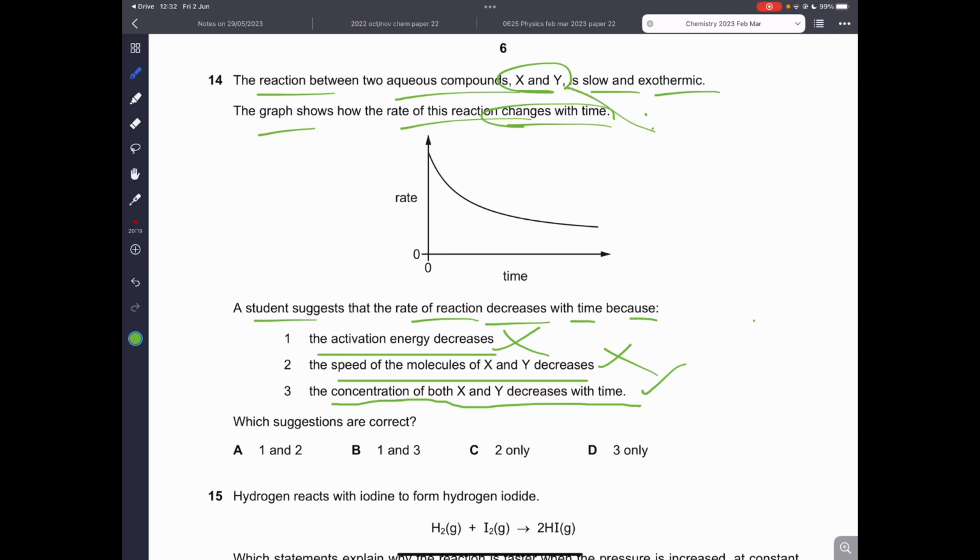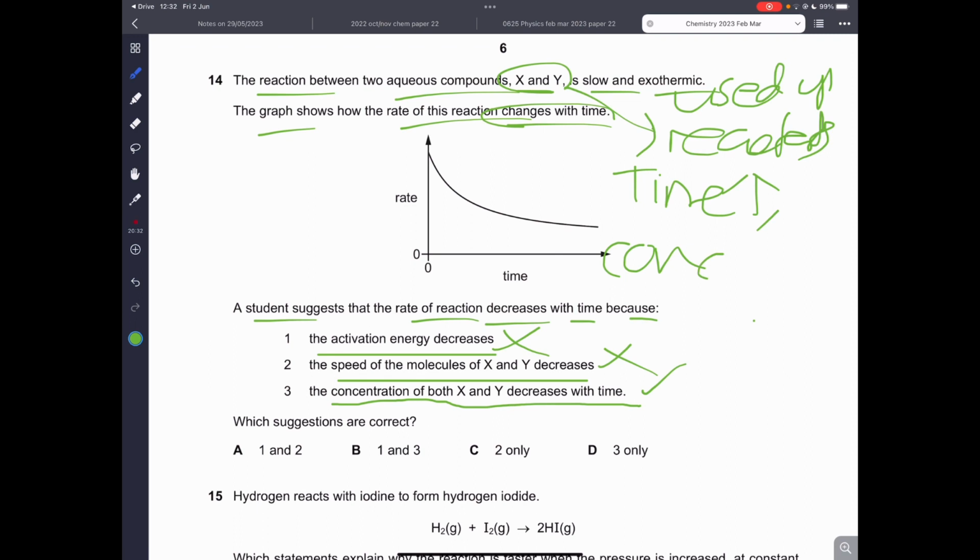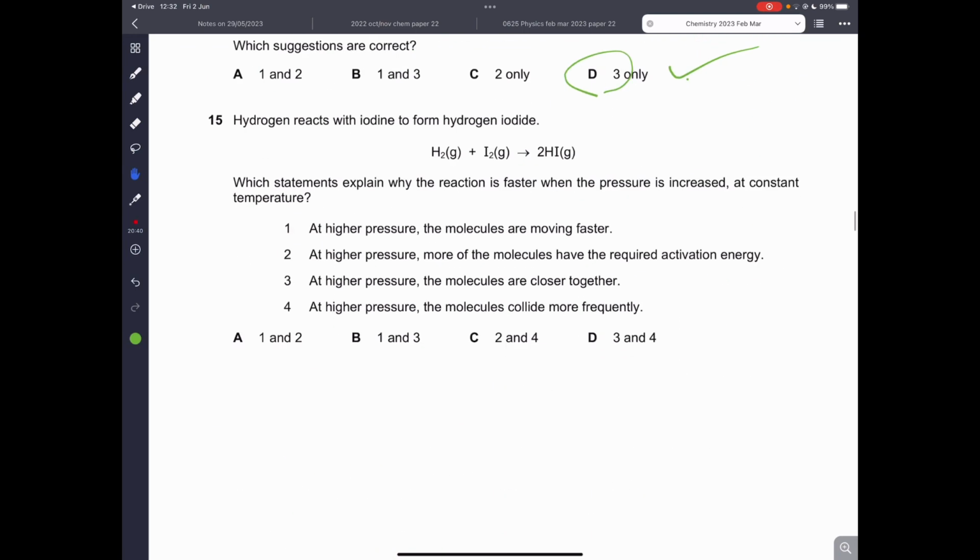This is because X and Y are both reactants. They are both reactants, and as time increases, the reactants are going to be used up. They get used up, and therefore the concentration has to fall. And if the concentration falls, the rate also falls with it, and therefore 3 is the correct answer. So D is the correct answer.